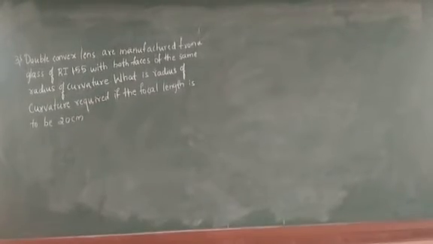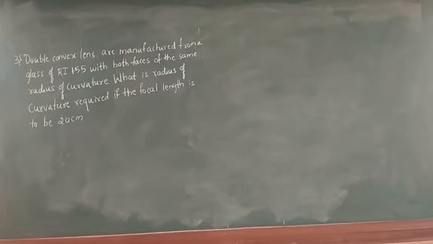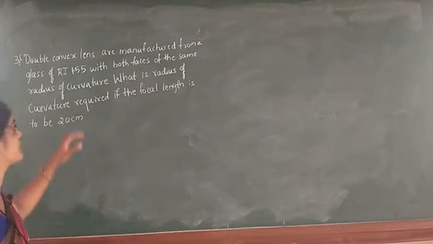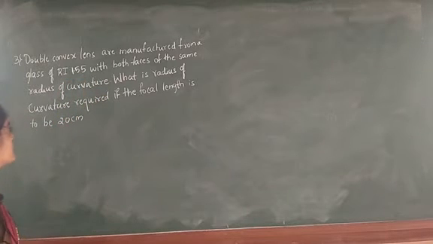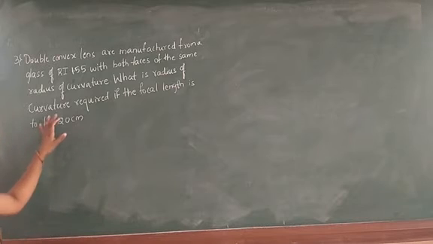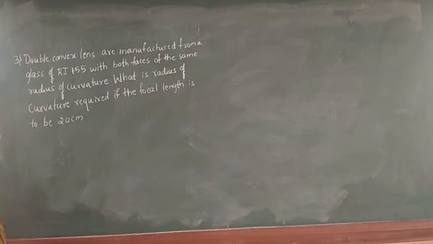Now next one. The double convex lenses are manufactured from a glass of refractive index 1.55 with both the faces of the same radius of curvature. What is the radius of the curvature required if the focal length is to be 20 centimeter?